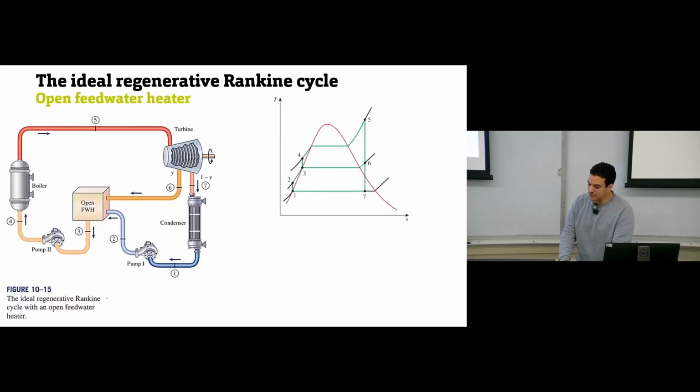So let's see the difference between them. Here we have an open feed water heater. How do I know, looking at the diagram, that this is an open feed water heater? See how many inputs and how many outputs you have. Here, how many inputs do I have? 2, right? And how many outputs? 1. So this means the 2 inputs mix together and I have a single output.